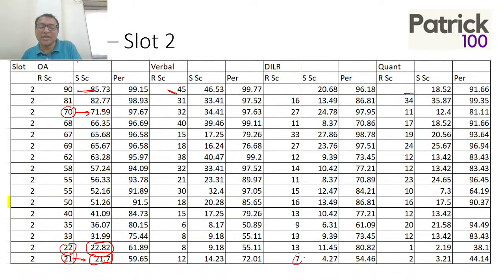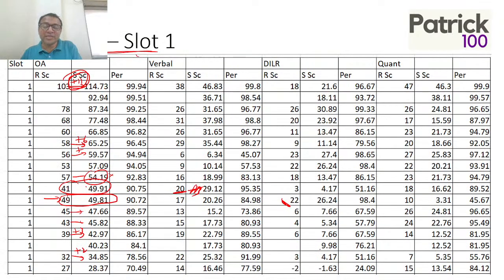Say 7, here the scaling was 4.27. It went up to 54.46. So wherever the cutoffs are 54, you clear it off. Okay, approximately. But here, if you look at 6 marks, there's a scaling up of 7.66. It went to 67.59. So even if you've got 6 marks, I'm just saying, your percentile can still vary from maybe 50 to a 70 percentile.